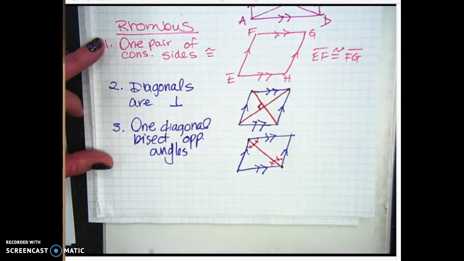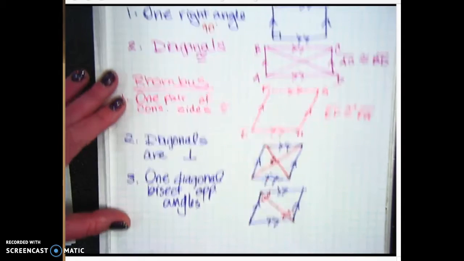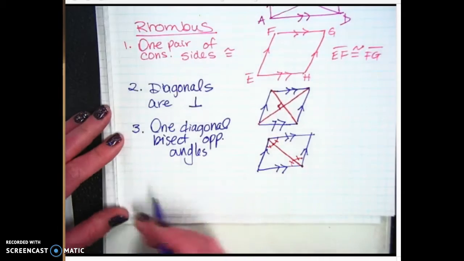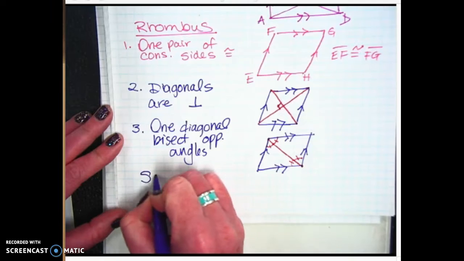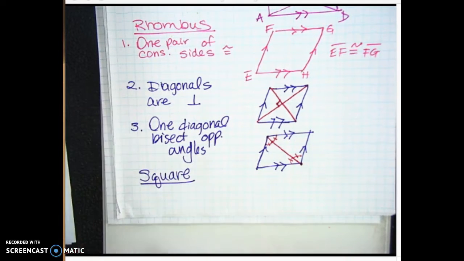If it meets any of these three conditions, you say yes, it is a rhombus. Any of these two conditions, you say yes, it's a rectangle. So for a square, remember yesterday when we did the square, it had what properties?